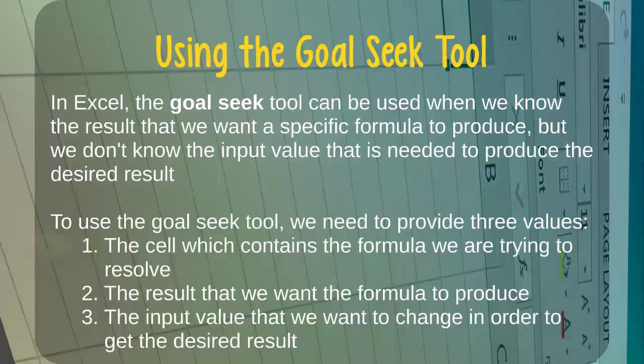input values. First, we need to provide Excel with a reference to the cell that contains the formula we are trying to resolve. Next, we need to tell Excel the result or output value that we want the formula to produce. Finally, we need to tell Excel which input value it should change in order to get the formula to produce the desired result. With this information, Excel can then calculate the input value that is necessary to achieve our desired output value. Let's see an example.